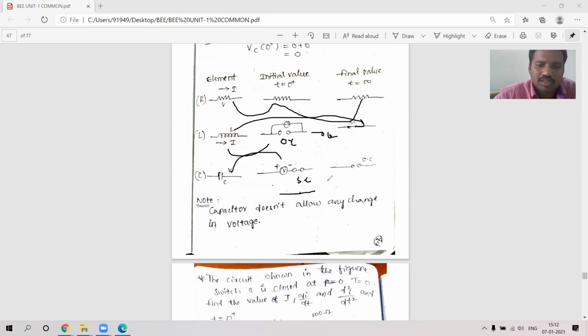That means from short circuit to open circuit, it does not allow any sudden changes. It is taking some time. That is why it goes from short circuit to open circuit. Is it clear?